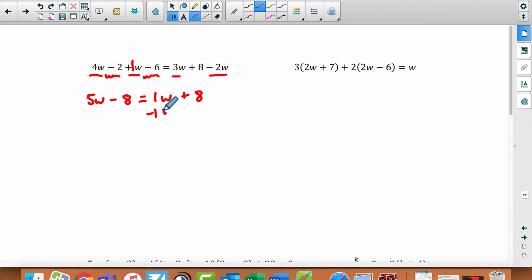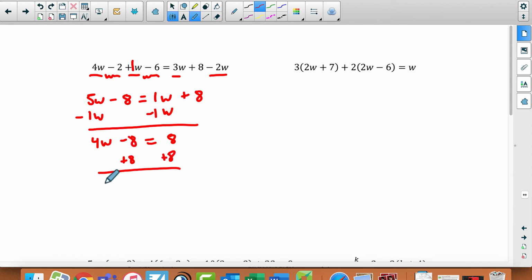So -1w and -1w. 5 minus 1 is 4w. Still have a -8. And we still have a plus 8 on this side. So if we add 8 to both sides, we now have 4w equals 8 plus 8 is 16. This is 4 times w, so we're going to divide by 4, and you're going to end up with w equals 4. And there you go.